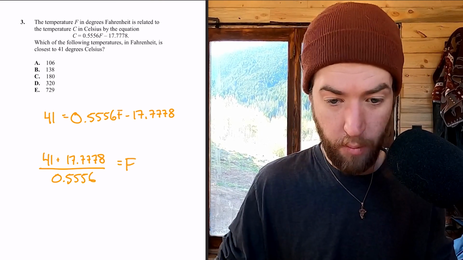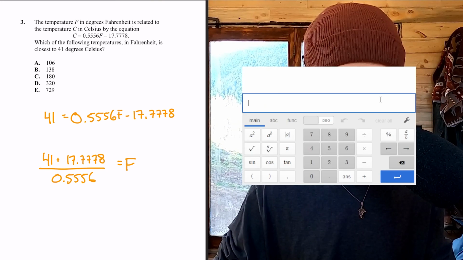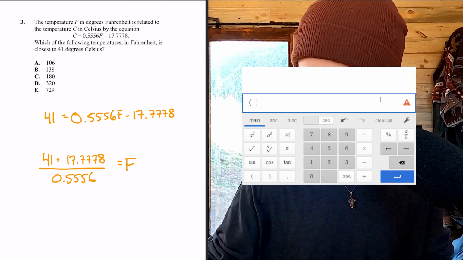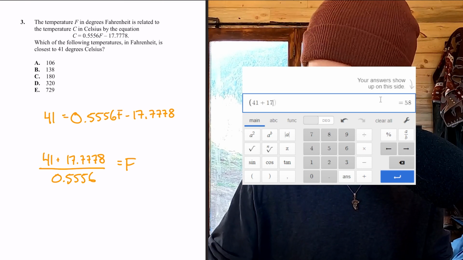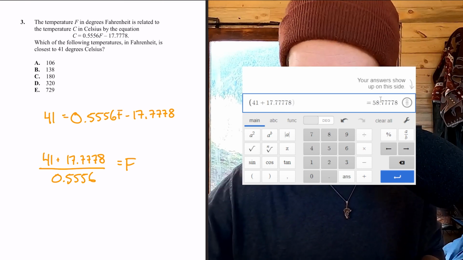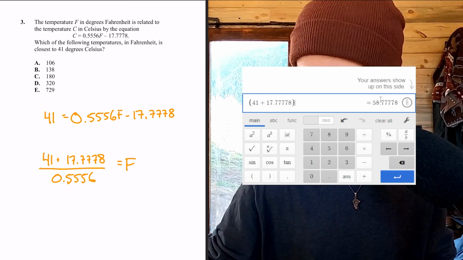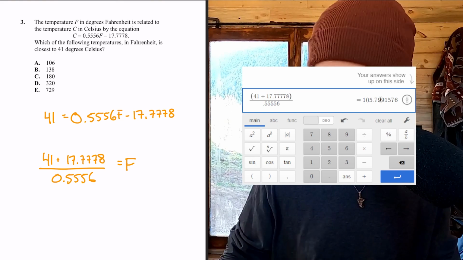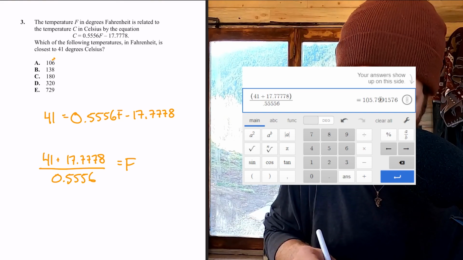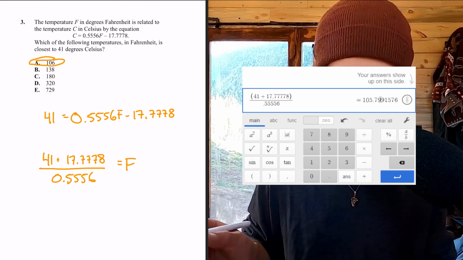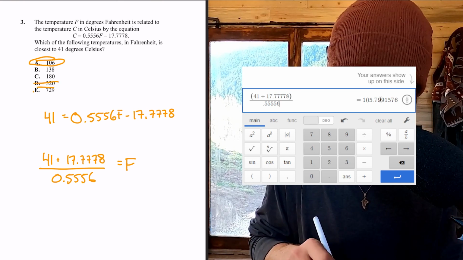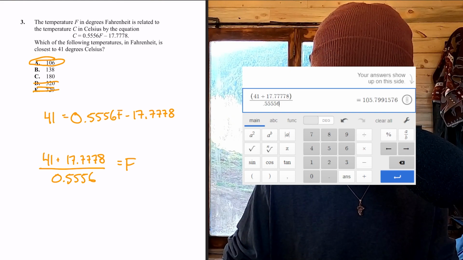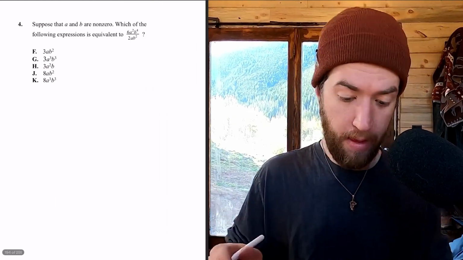And I'm going to bring up the calculator for this one. So what do we get here? We have in parentheses on top, we have 41 plus 17.77778. Close our parentheses. Divide by 0.55556. We get 105.8, which is pretty close to 106. We might have been able to do some process of elimination on this one too, but that's okay. On to the next. Let me disappear the calculator. Now on to the next.